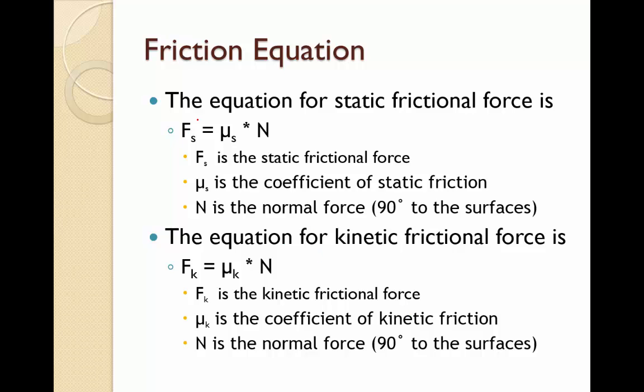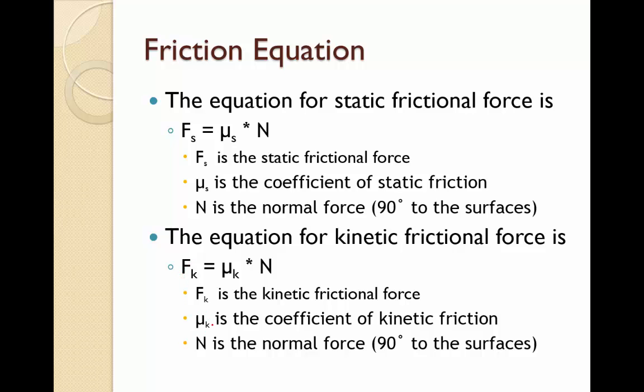Friction can be simply described using these two equations. For static friction, the equation is Fs equals mu s times N. Fs is the static frictional force, mu s is the coefficient of static friction, and N is the normal force. Once again, normal means perpendicular. So this coefficient becomes really important, and the coefficient varies depending on many things, including surface condition, type of surface, and temperature. The equation for kinetic friction force is the same thing, except we replace Fs and mu s with Fk and mu k respectively.